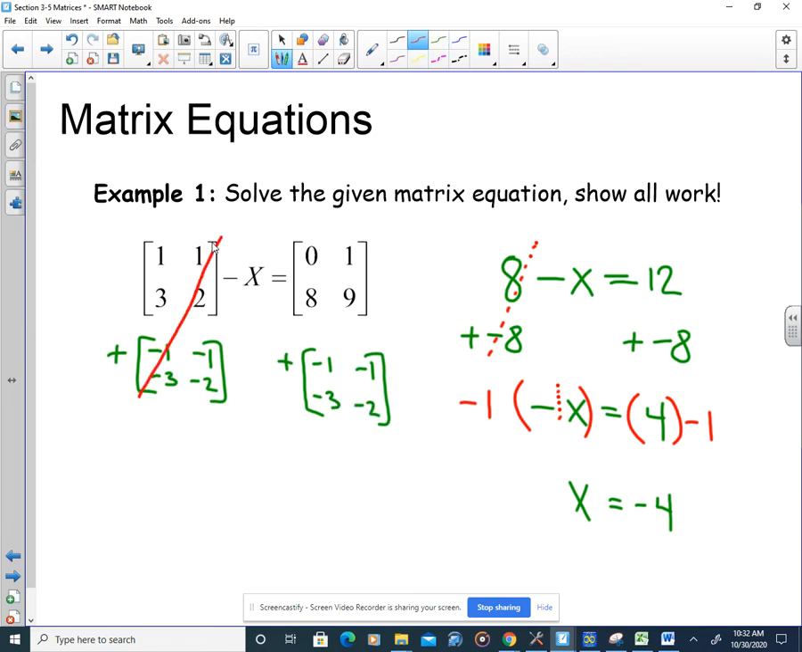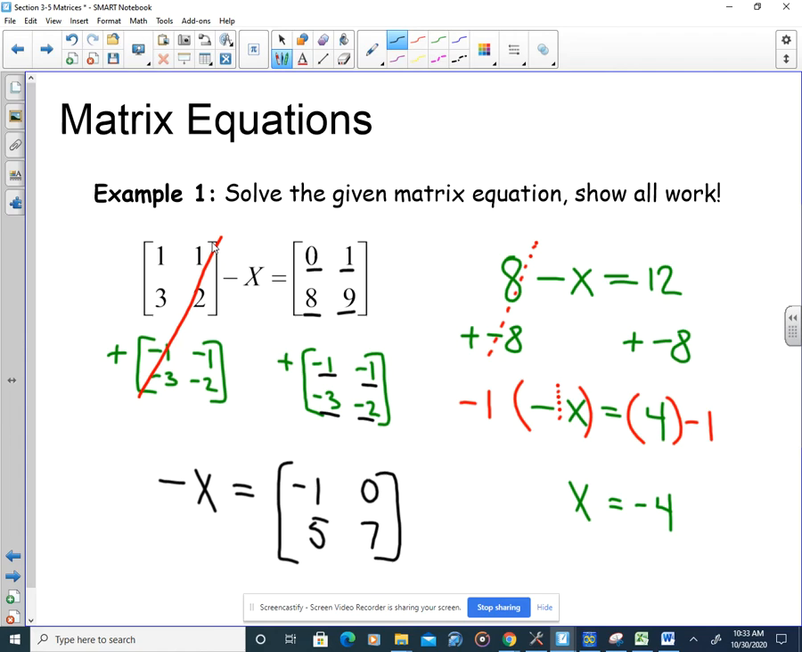So these will cancel out. And I get -x is equal to, well, let's add our corresponding elements. 0 plus -1 is -1. 8 plus -3 is 5. 1 plus -1 is 0. 9 plus -2 is 7. Trying to solve for x, I got -x.